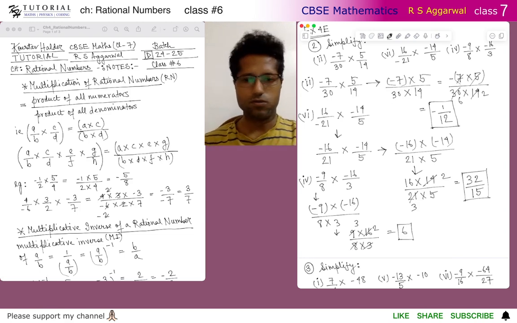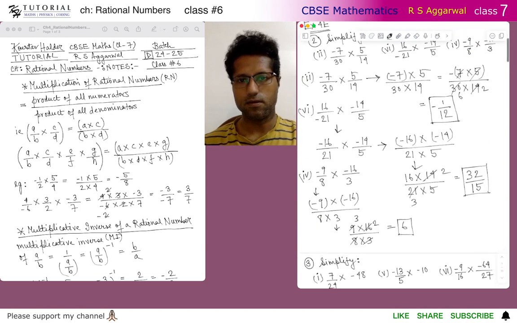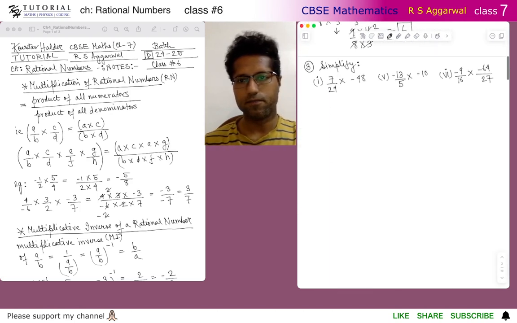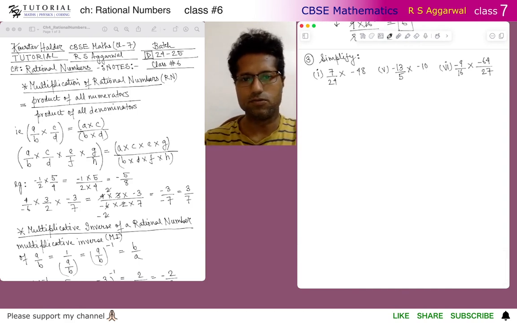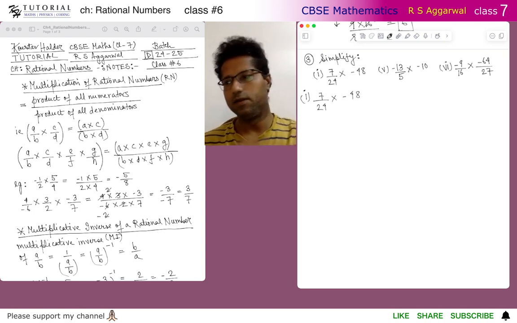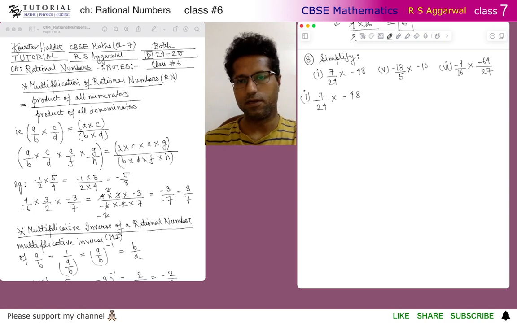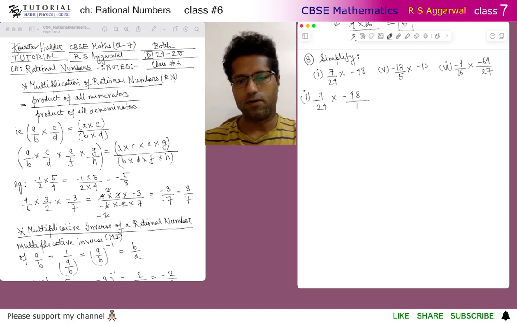Okay, let's do question number 3 from exercise 4E. It is a simplification. It's very similar problems, but anyway, let's do it. First one is 7 by 24 multiplied by minus 48. Now any integer you can always represent as a rational number by that integer divided by 1. So the denominator is 1.